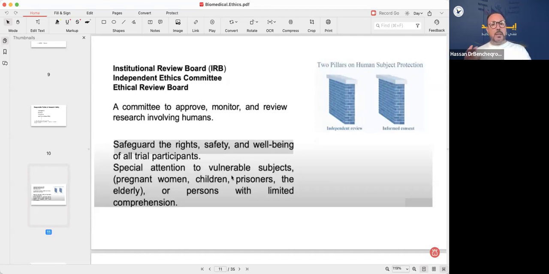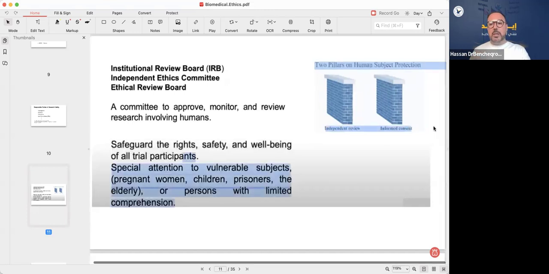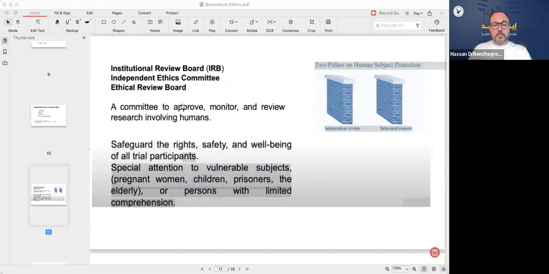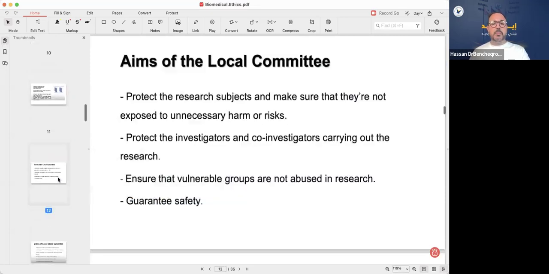بس واتكلمنا على البحث اللي بيخص الأطفال or prisoners or the elderly or pregnant women. فهدول عندهم limited comprehension ولا limited access, and they need to be protected. Why? Because they are vulnerable. So whenever you have vulnerable populations, معناتها في فئات من السكان ضعيفة ولا محتاجة محتاجة للحماية, they fall under the IRB and the Independent Ethics Committee.